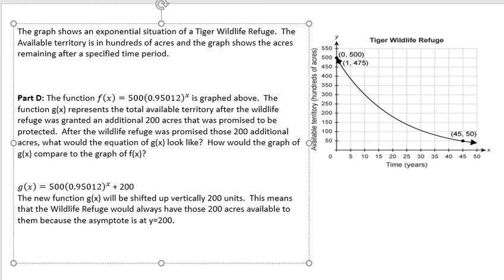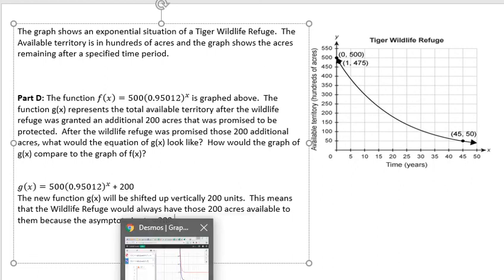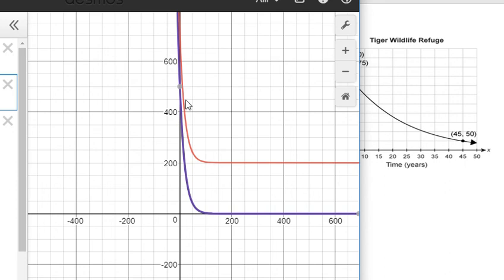Okay, so I wrote the new function for g of x. I described how it would look different. And then I compared it using words. So I talk about how since it's been shifted up, if we look at that graph again one more time just to help explain that, see how when it's been shifted up, that new asymptote is going to be at 200, which means I'll never go on my y-axis under that 200 mark. So that wildlife refuge will always have that 200 acres available to them.